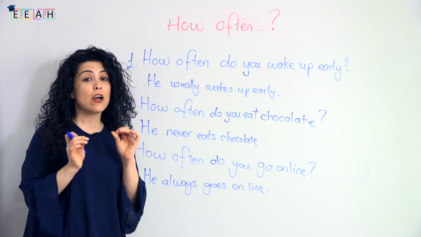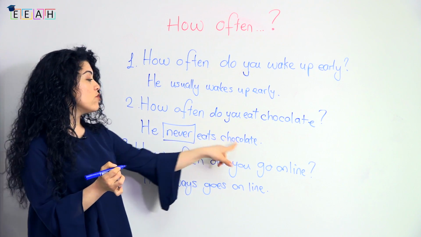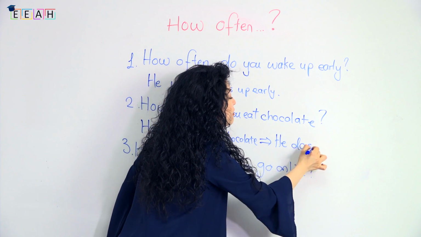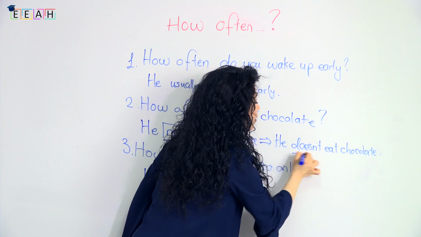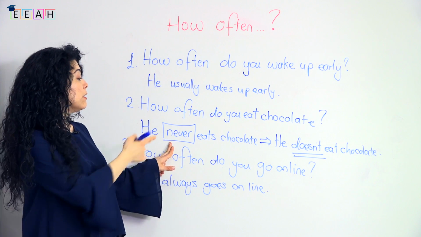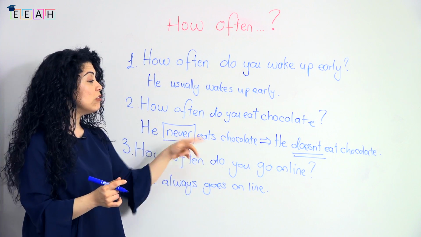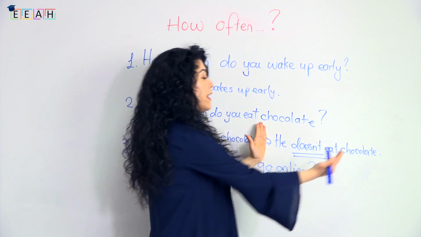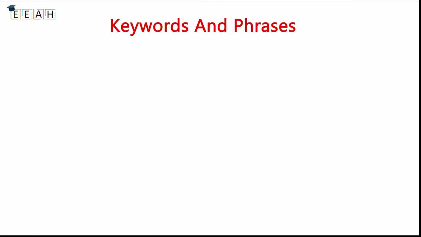Now, one last thing I want you to draw your attention to is the word never. He never eats chocolate means he doesn't eat chocolate. Okay? So, when you use the frequency adverb never, you don't say don't. So, these two sentences are the same. You can say he never eats chocolate or he doesn't eat chocolate.